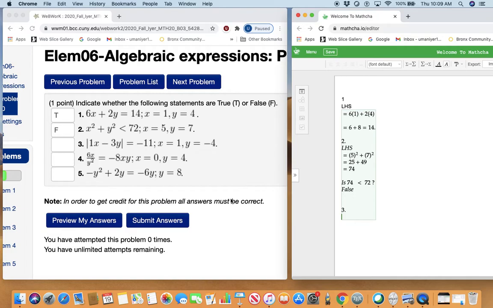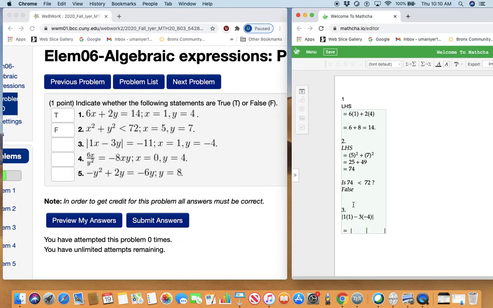Absolute value. 1 times variable minus 3 times variable, absolute value. So that's all I have done. Where I have variables, I've placed parentheses. Now that is an x variable, so that's 1. And that's a y variable, so that's negative 4. Notice absolute value is a grouping feature, so I have to simplify inside. A grouping feature is like parentheses. You have to simplify inside first.